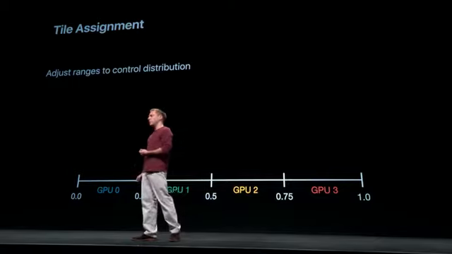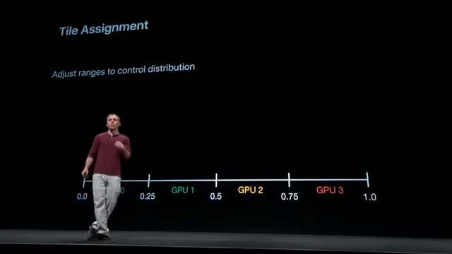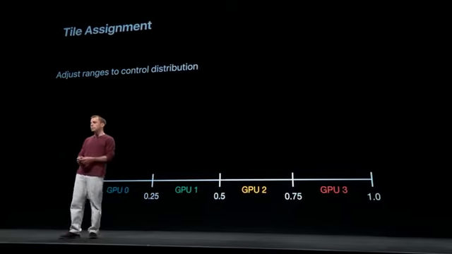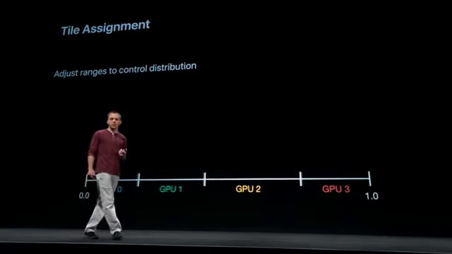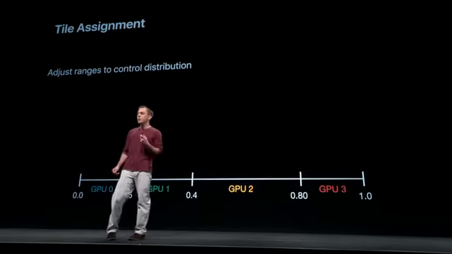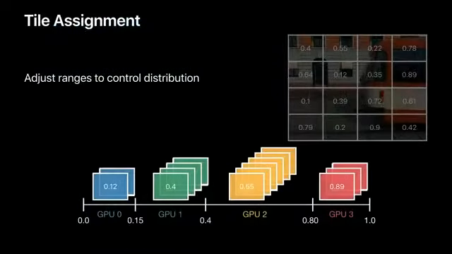Or you might be using GPUs with different performance, in which case you'll want to send more tiles to the more powerful GPUs. And you can account for this really easily by just adjusting the ranges. So now if we go ahead and reassign the same tiles we used before, you can see here that GPU 2 takes on a much greater share of the work.